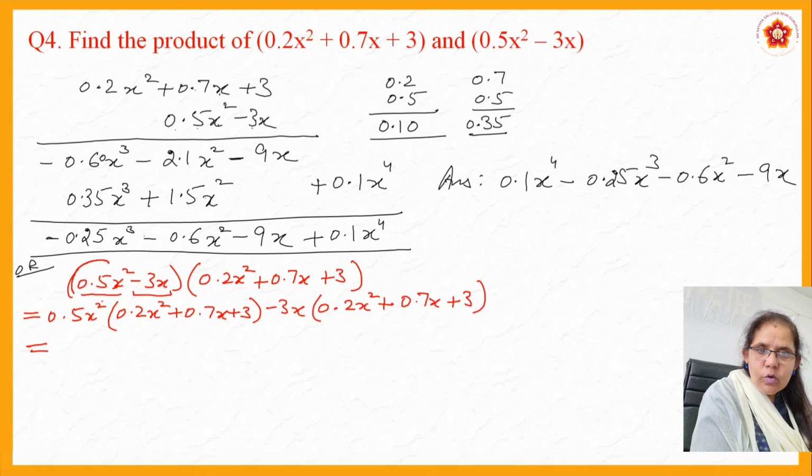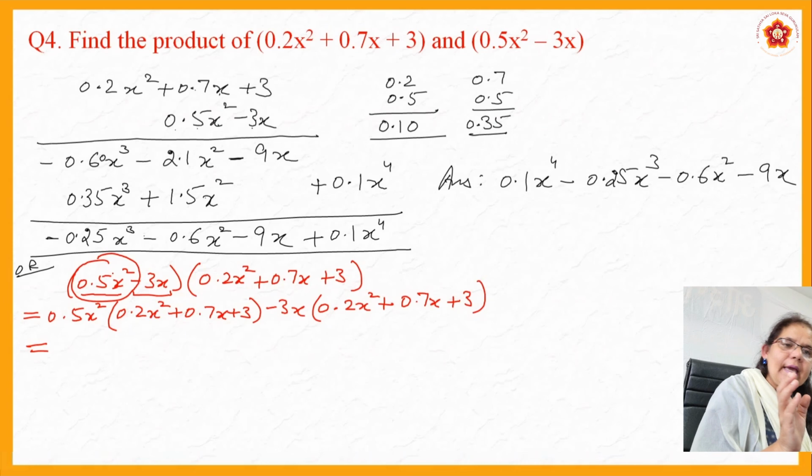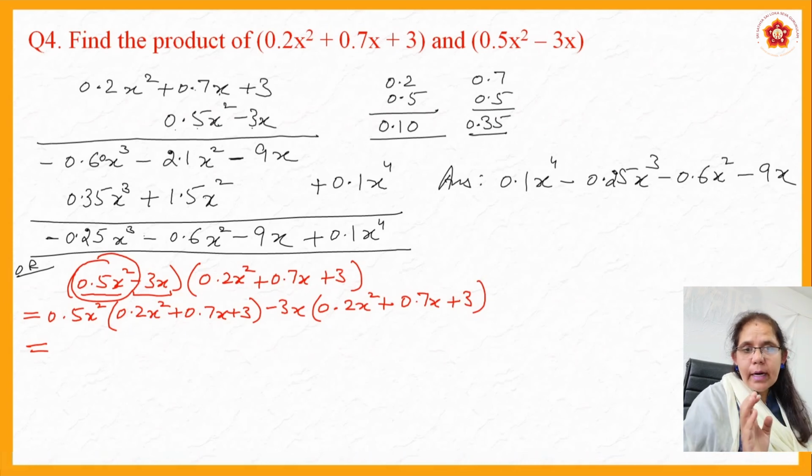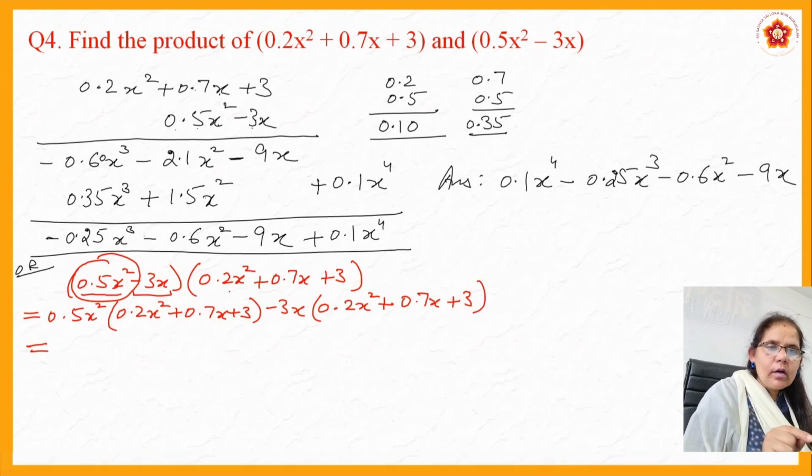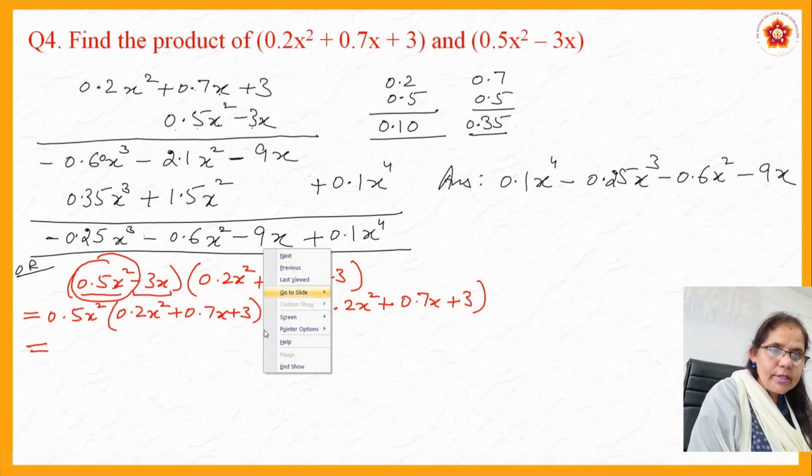First term is 0.5x square. It has to be multiplied by every term of the second bracket. So we have just copied it as it is. Then the second term of the first bracket, take it with the sign, minus 3x. Note it down here and copy the second bracket as it is. Now we will open up the bracket.